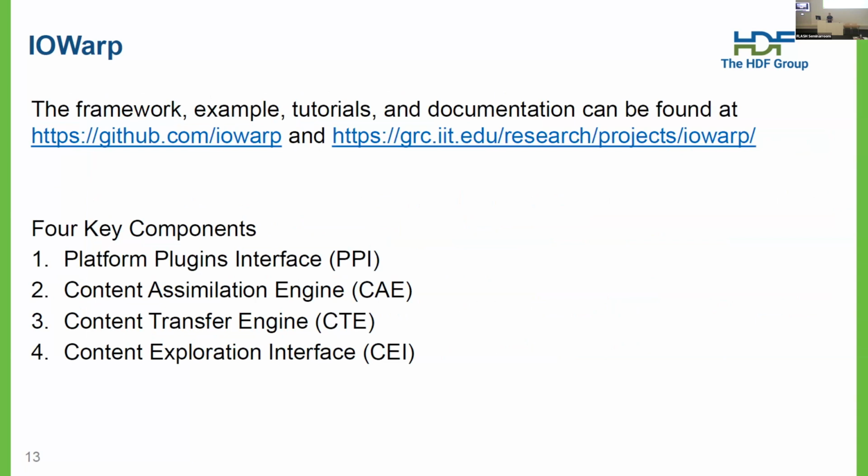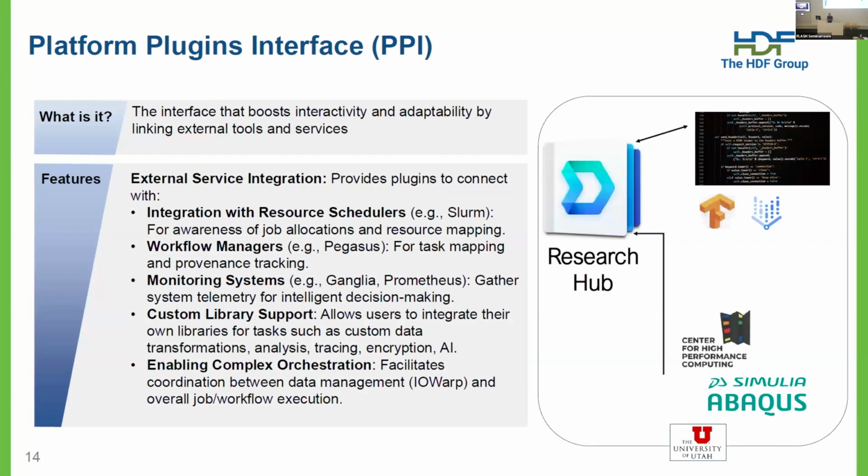So in terms of IOwarp, this is a pretty new project. We have probably been working on it less than a year, but the framework and the examples and the tutorials and the documentation can be found on GitHub. The research group also has a project page at IIT that also contains more of those documentations. But basically, it consists of 4 components. You have a platform plugin interface, a content simulation engine, a content transfer engine, and then a content exploration interface. And I'll talk about how those are related next.